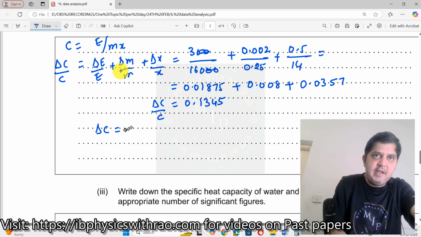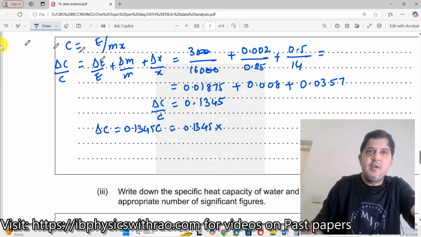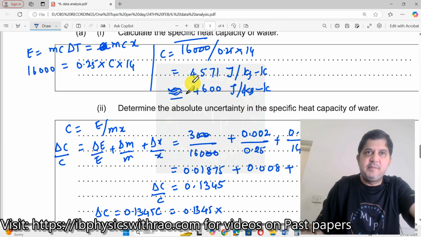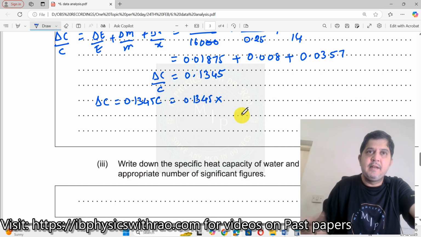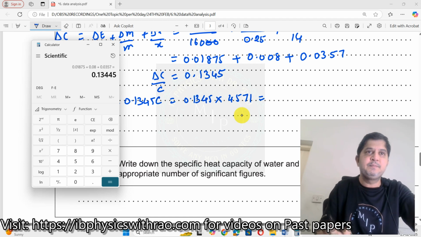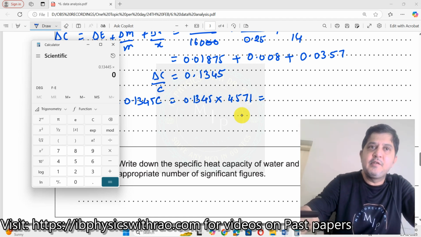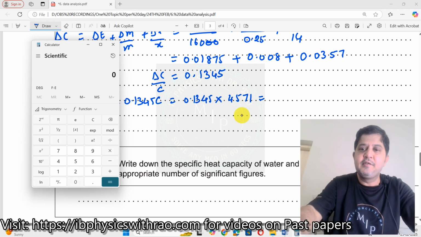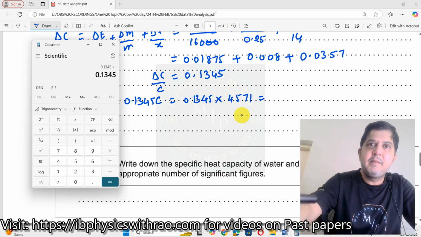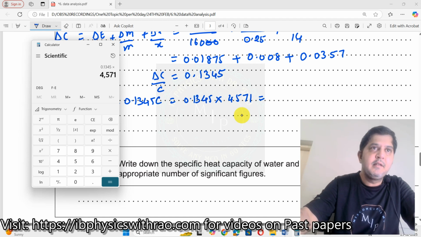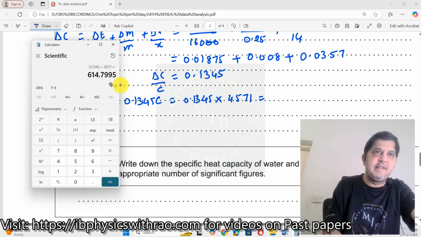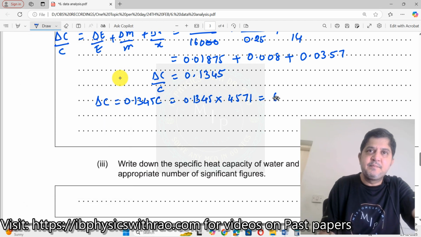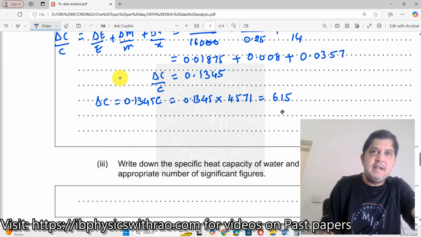So delta C should be equal to 0.1345 multiplied by C, which is 0.1345 multiplied by, don't take the truncated value here, take the actual value, 4571. 0.1345 multiplied by 4571 will give me 614.79, which is nearly 615.